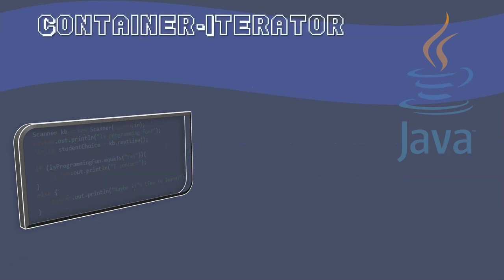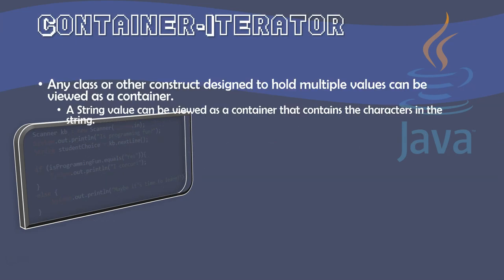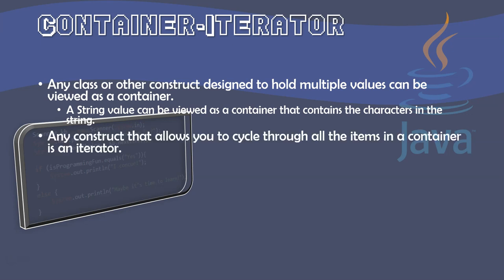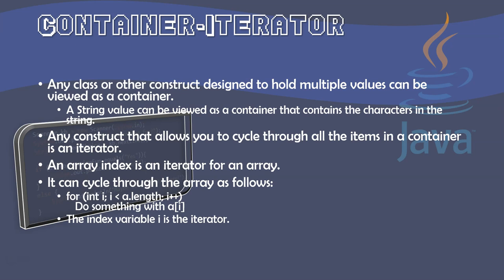So let's talk about the container iterator for a second. Any class or any construct designed to hold multiple values can be viewed as a container. A string value can be viewed as a container that contains the characters in that string. Any construct that allows you to cycle through all the items in a container is an iterator. So, for example, an array index would be an iterator for an array. It can cycle through the array as follows.